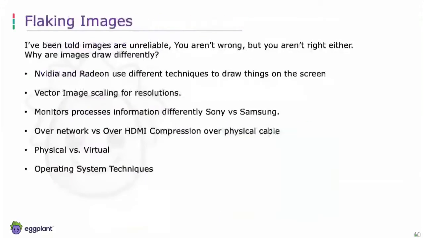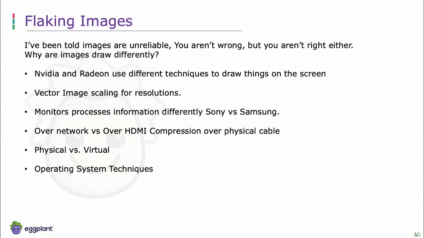Okay. So as mentioned, most people, when they think of images, they think they're flaky. And I'm here to explain why they are flaky. They aren't wrong when they say images are flaky, but we'll talk about techniques, ways of getting around that. So why are images flaky? Well, the two main video card manufacturers, NVIDIA and Radeon, use different techniques to draw things on the screen. That's why these companies claim that their video card is better than other video cards. Because they're using different techniques to draw those pixels and those colors, the images can be different depending on the video card.